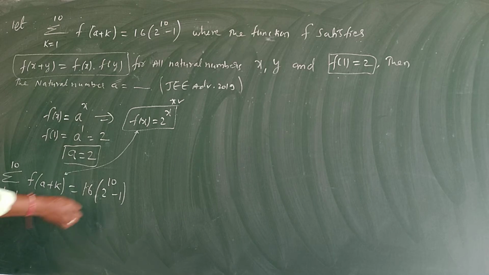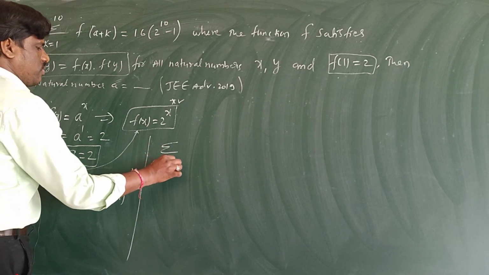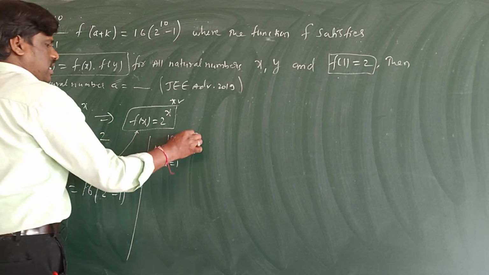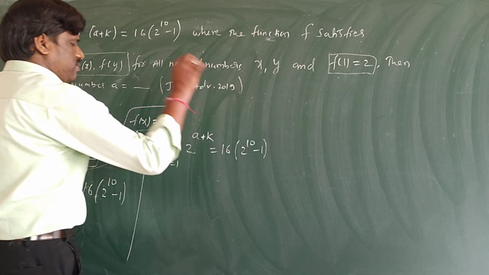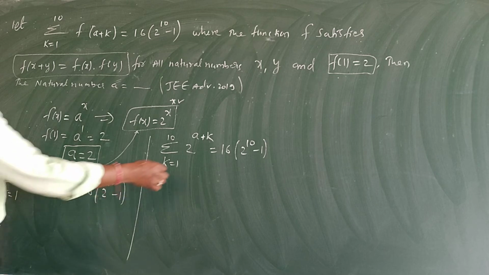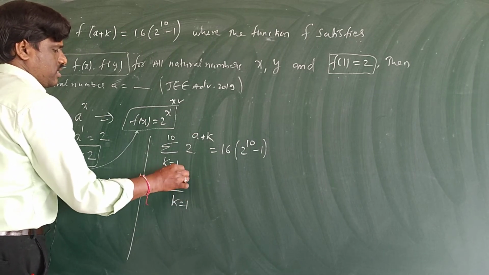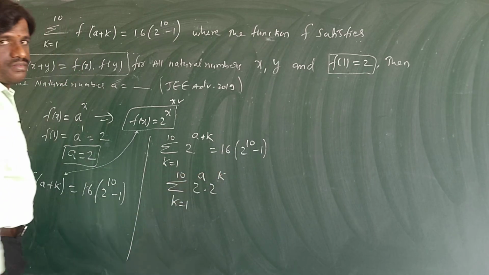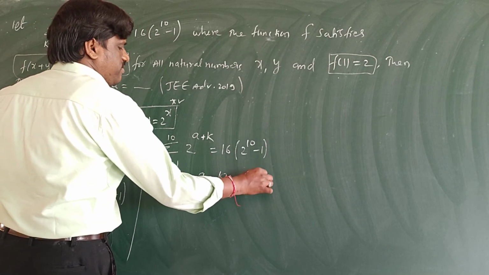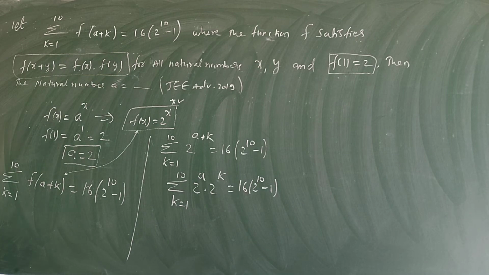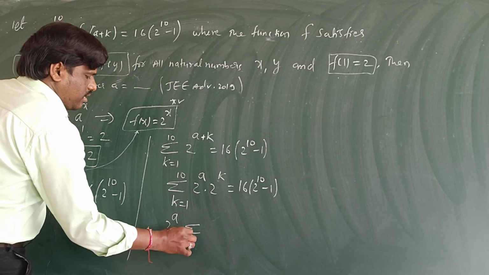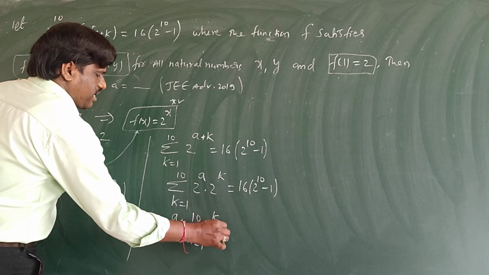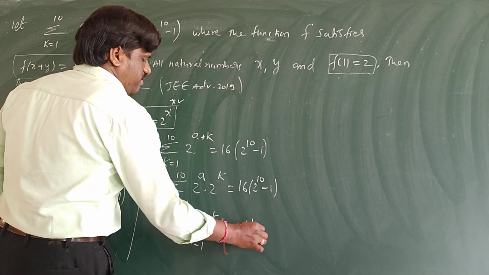Getting it? So this I can write as the sum from k equal to 1 to 10 of 2^(a + k), equal to 16 into (2^10 - 1). So what can we write now? I can split this as the sum from k equal to 1 to 10 of 2^a into 2^k, equal to 16 into (2^10 - 1). And you know, in a sum, constant things come out. So 2^a is a constant, and it must come out of the sigma. So 2^a into the sum from k equal to 1 to 10 of 2^k is equal to 16 into (2^10 - 1).